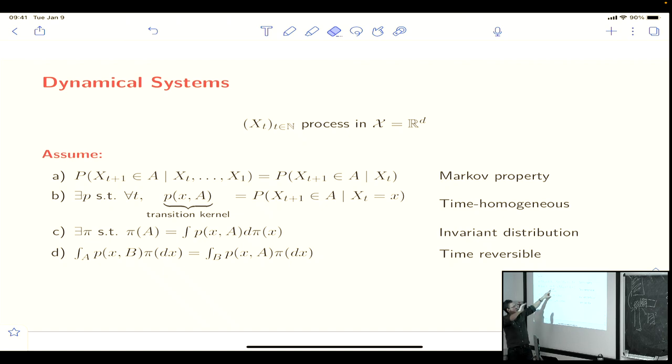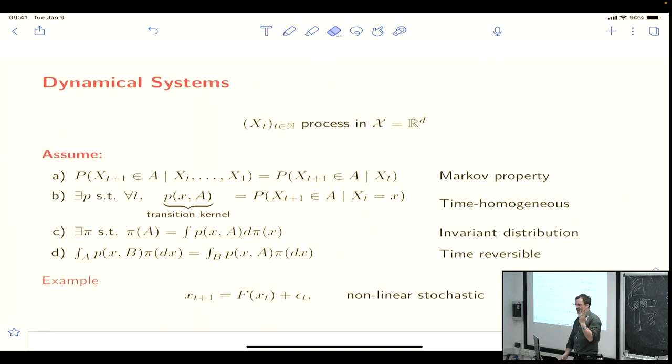That gives me the conditional probability, if I'm in state x, of being in a given state at time t plus 1. We assume there exists an invariant distribution in the limit, so your trajectory will end up in some kind of region described by a probability distribution. And finally, I assume my process to be time reversible, okay? This is going to be needed for one property that I'm going to show you in a minute. You can drop this, but things get a bit complicated. An example here would be a stochastic nonlinear dynamical system, where this map is nonlinear and you have noise, and for example, the noise could be zero mean, okay?